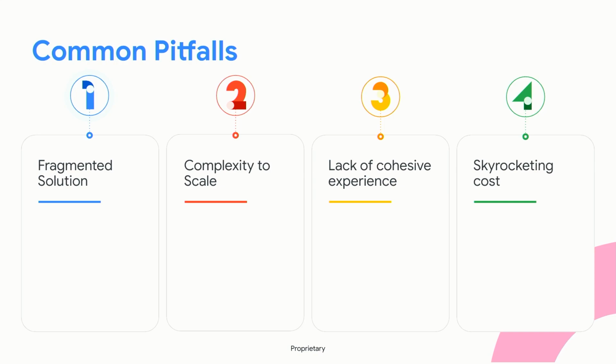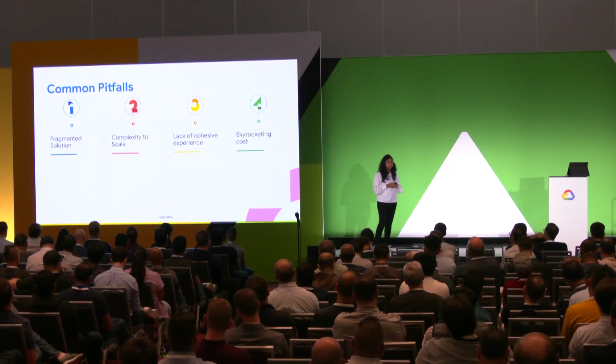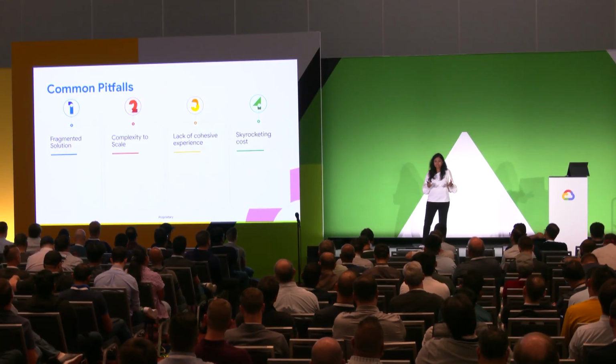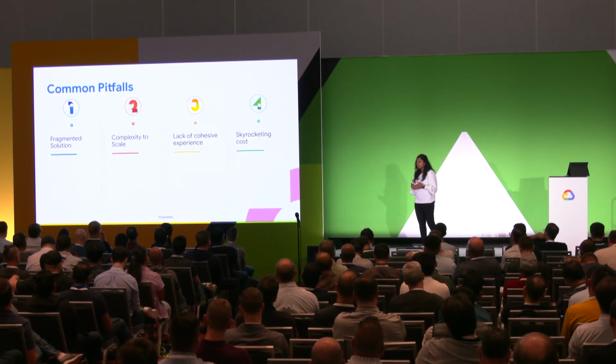The overhead of managing applications, the overhead of trying to scale, which is number two here, and then trying to figure out how to manage cost, which is number four. Ops is not cheap, it is expensive, and if you do not know how to control it, the cost can get skyrocketing.